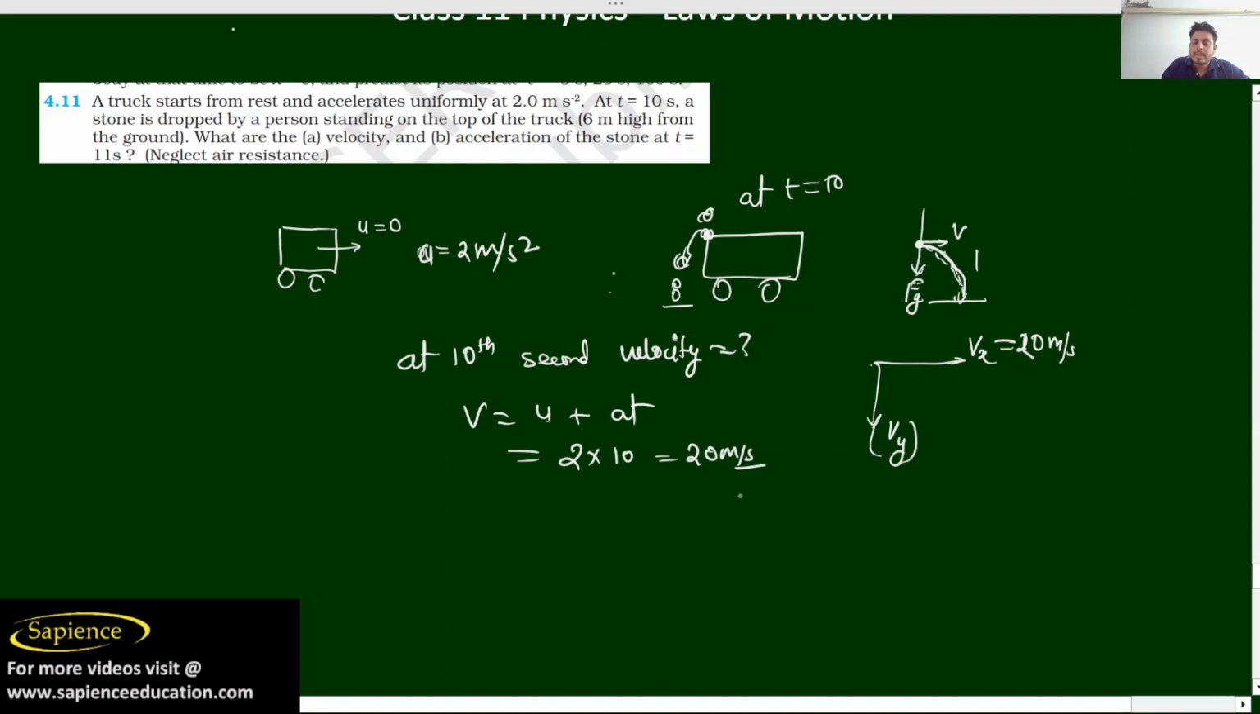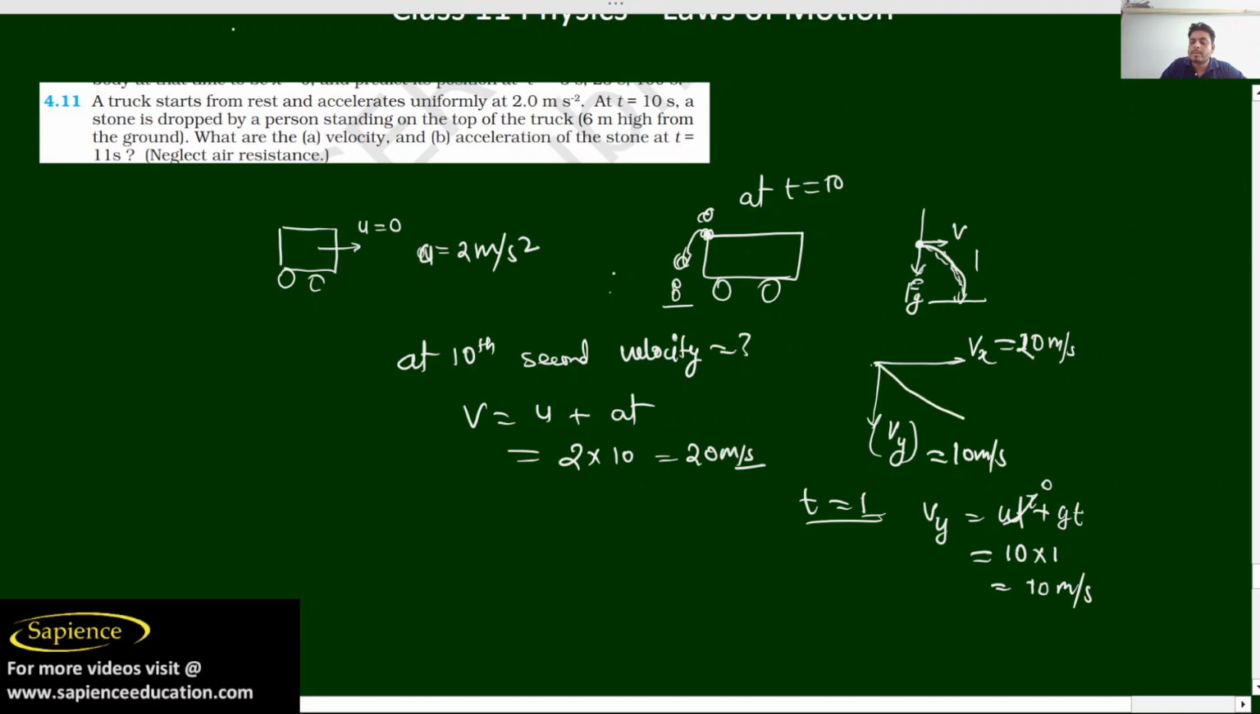Right? Now what is the velocity in the y direction? As soon as the stone is dropped at 10 seconds, at 11 seconds we want the velocity. So within 1 second, what is the velocity Vy? Vy will be equal to u plus gt, because acceleration due to gravity is g. Since u is initially in the downward direction, the velocity is 0. So g is 10 and time is 1. So velocity in the y direction is 10 meter per second.